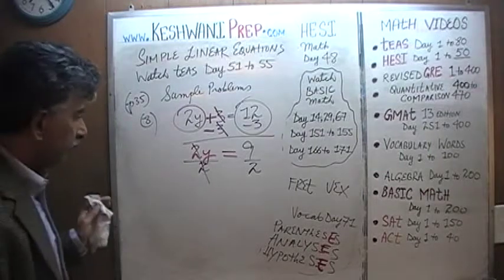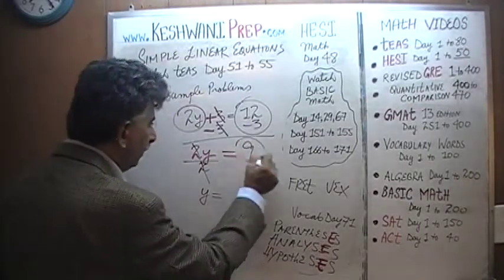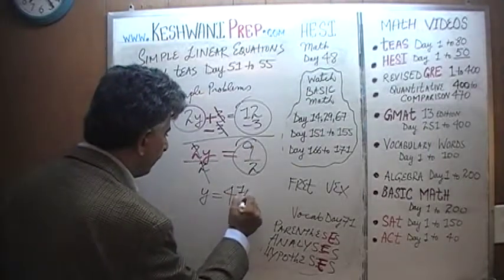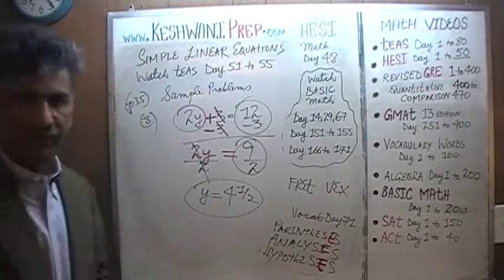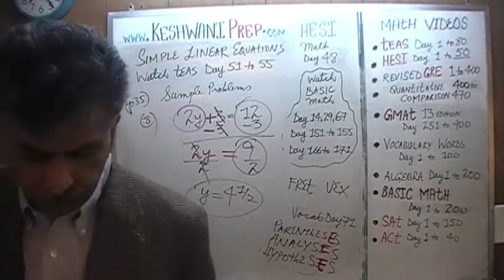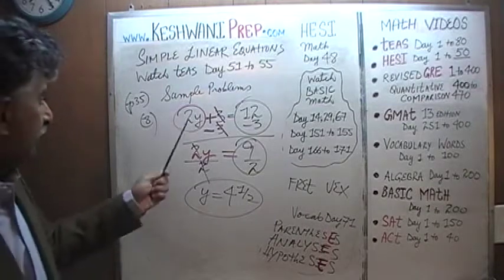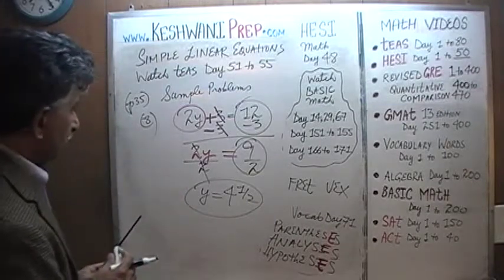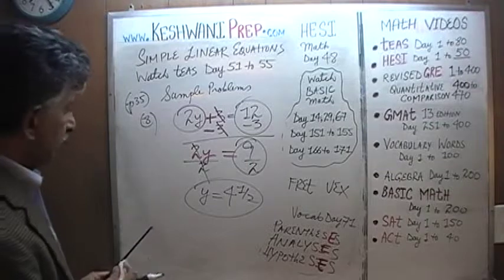The 2's are going to cancel out, and we end up with y equal to 9 over 2, which is 4.5. Let's verify it. Put it back in the original equation and make sure it works. The original equation is right here.